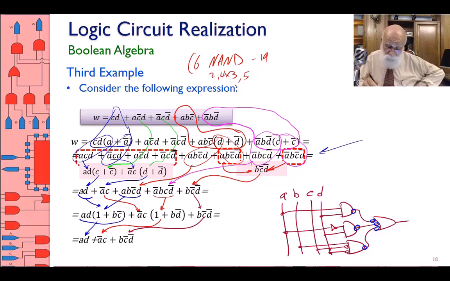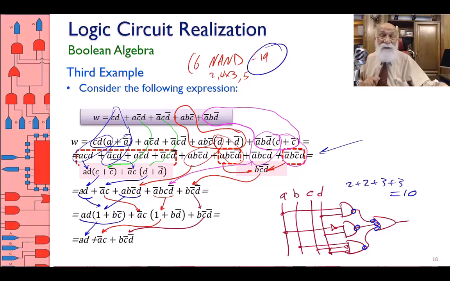I changed it to a 2-input NAND, a 2-input NAND. I'm not counting inverters at all. A 3-input NAND and another 3-input NAND. If I only count the number of inputs, this is 2 plus 2 plus 3 plus 3. That's 10. I started with 19 number of inputs. That means the circuit here is by far smaller than the circuit I had up there.